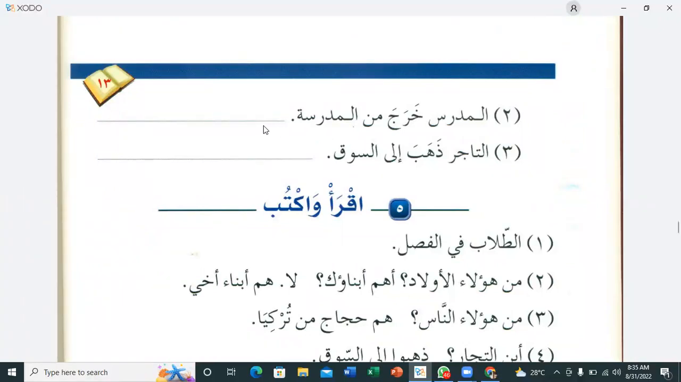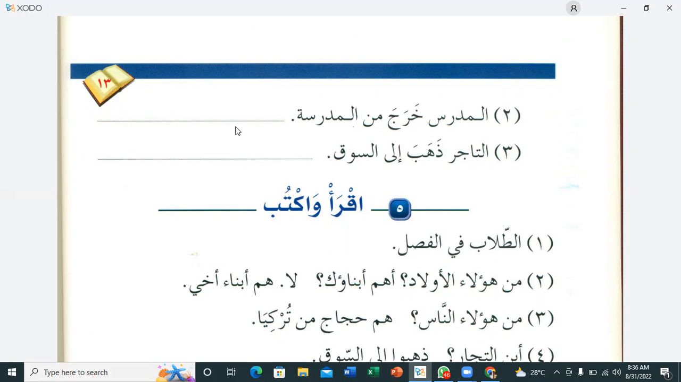So tell me, Poonam, what is the plural form of this sentence? المدرس خرج من المدرسة. I don't know the plural form of مدرس. Plural form of مدرس: المدرسون. المدرسون خرجوا من المدرسة.